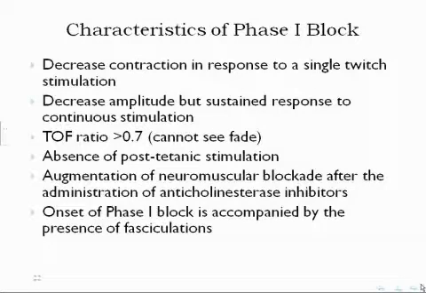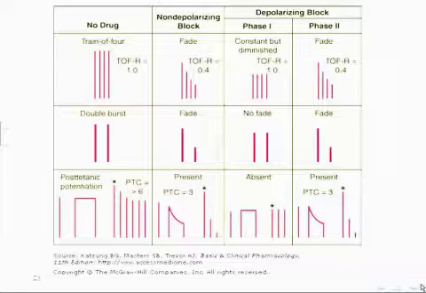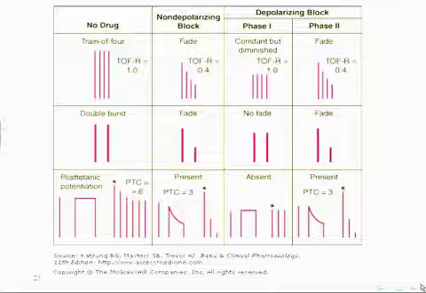And also the augmentation of neuromuscular blockade can occur after you use anticholinesterase inhibitors, which is something you don't want to use with these agents. So onset of phase 1 is accompanied by the presence of fasciculations because it's a depolarization effect on the muscle. So if you look at this, the depolarizing block in phase 1, which is this box here, this is what you have to sort of memorize.